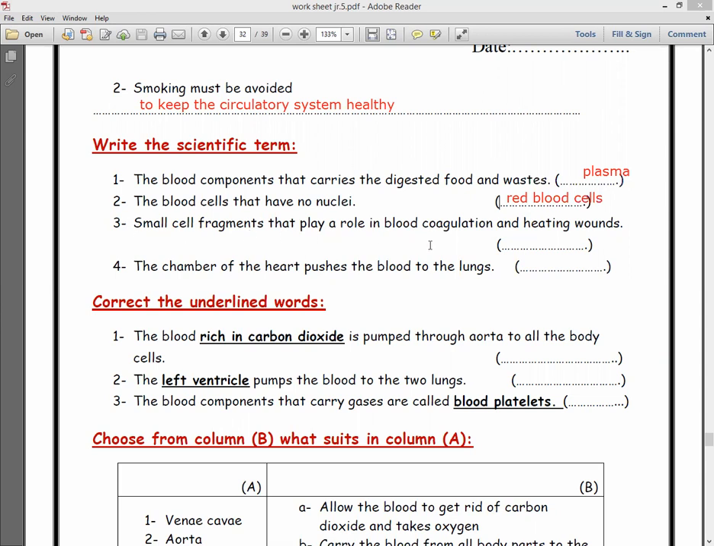Number three, the small cell fragments that play a role in blood coagulation and healing wounds. Yahya, what are the small cell fragments that help in coagulation and healing wounds? This is blood platelets.